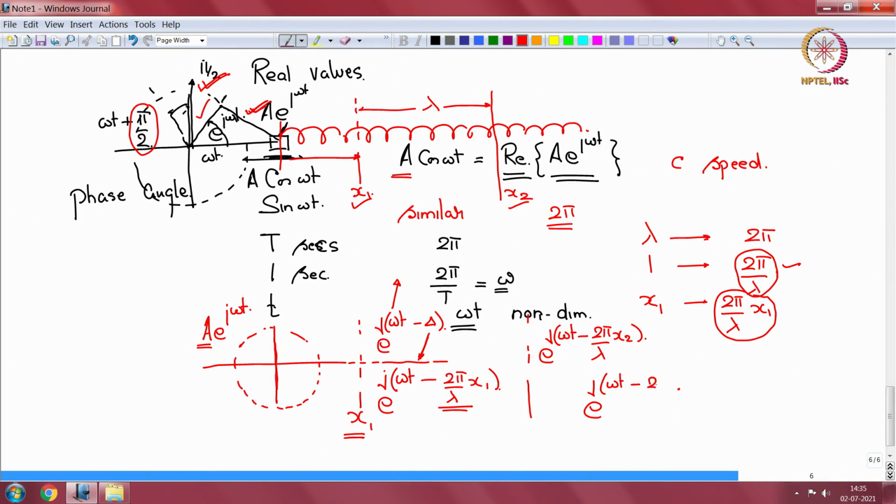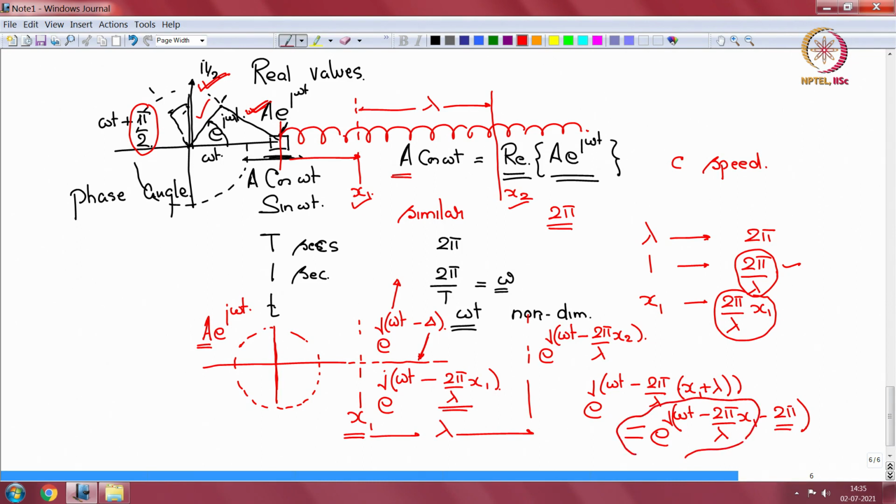So twice pi by lambda, and it is lambda more than x1. So this is going to be equal to e to the power j omega t minus twice pi by lambda x1 minus twice pi. Okay, so twice pi gives me just 1. So a point lambda away from x1 behaves like x1. So that's the answer I get.